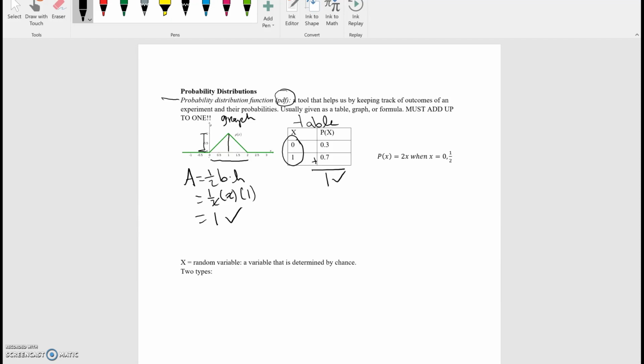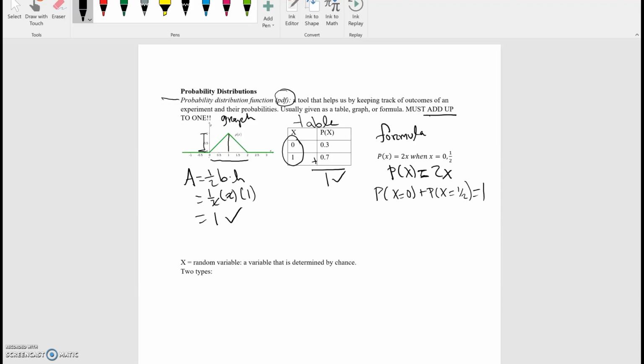Now, we can also give you a formula. We're really not going to work with formulas as much, but here's an example, right? The probability of x equals 2x, P of x equals 2x. And this is saying that x can only equal 0 and 1/2. Remember, we have to make sure that all the probabilities add up to 1. So I have to do it for each of the outcomes. The probability of x equaling 0 plus the probability of x equaling 1/2 has to equal 1, right? That's basically what this is saying.